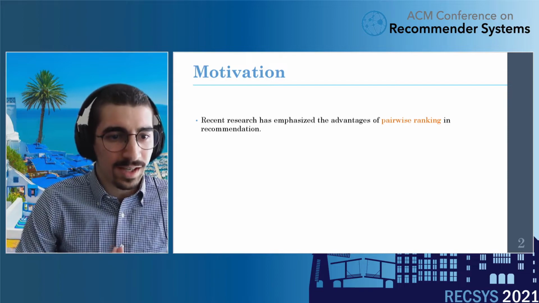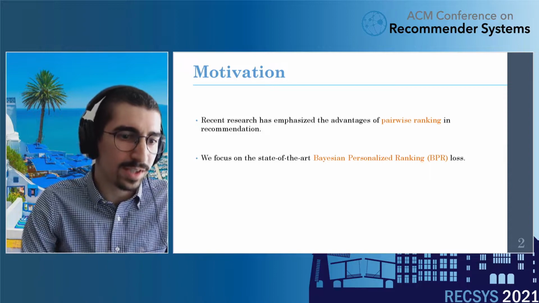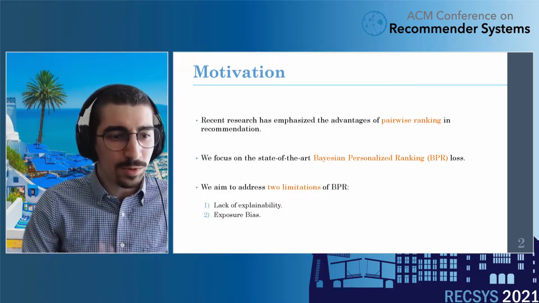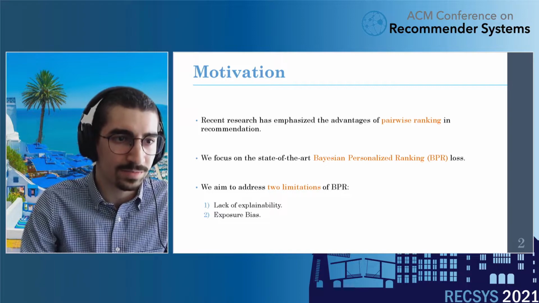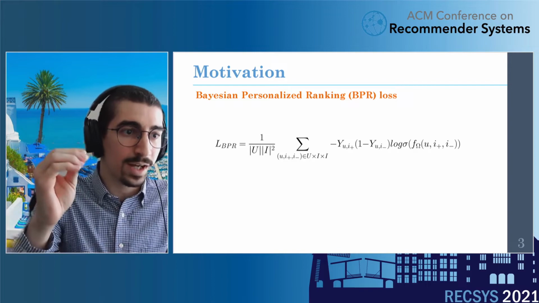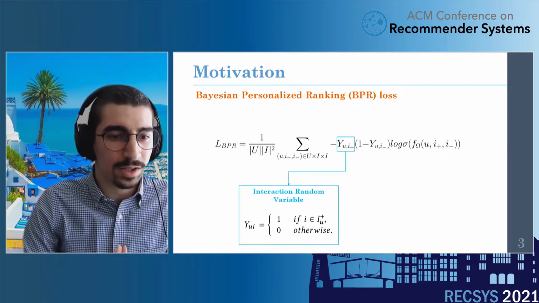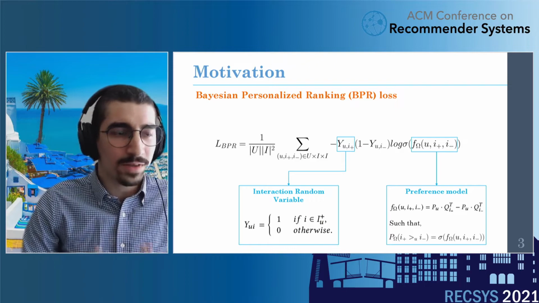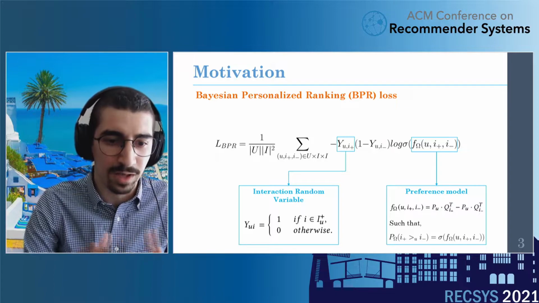Recent research has emphasized the advantages of pairwise ranking in recommendation, and in this paper, we focus on the state-of-the-art pairwise ranking loss, Bayesian Personalized Ranking, and aim to address two of its limitations, namely the lack of explainability and exposure bias. The BPR loss presented as follows aims to rank a positive interaction higher than a negative interaction for a given user. And here the state of interaction can be represented by the interaction random variable y, and the preference of the user towards an item over another item can be represented by the preference model f with parameters omega.